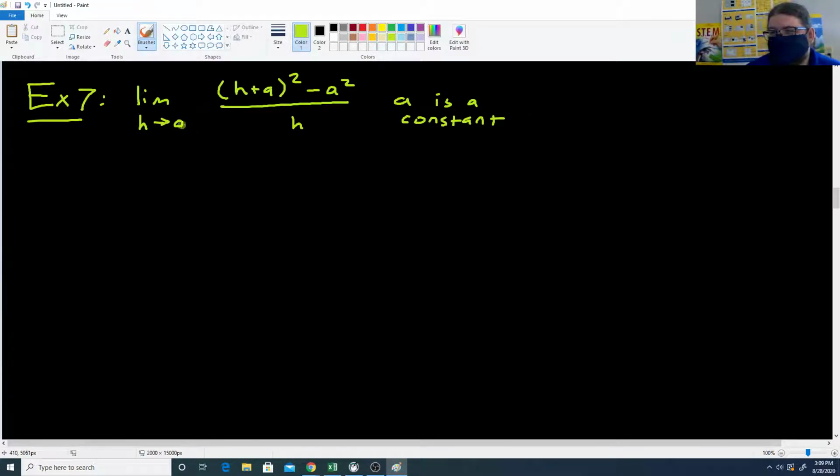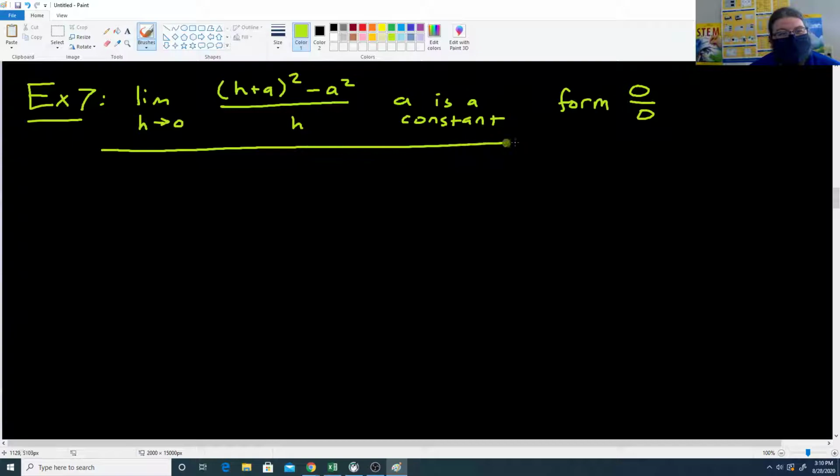So if we look at this, if h is 0, then 0 plus a becomes a, and the a gets squared. So we get a squared minus a squared up top, which is 0. The bottom, h approaches 0, so h just becomes 0. So we're in form 0 over 0, which is an indeterminate form. So hopefully there is some cancellation that can happen here, and we can get some good things to go on.